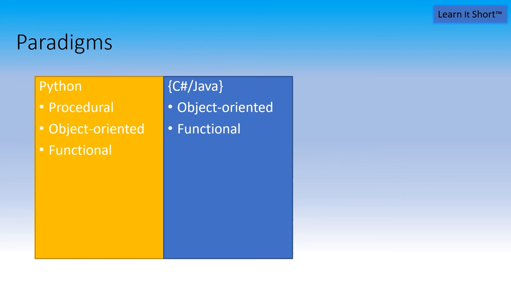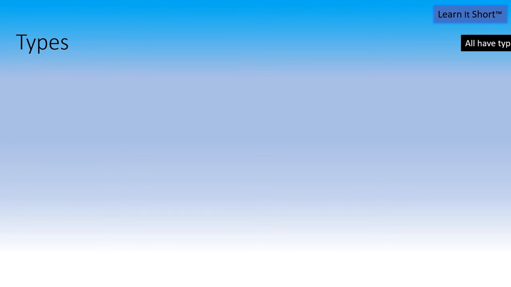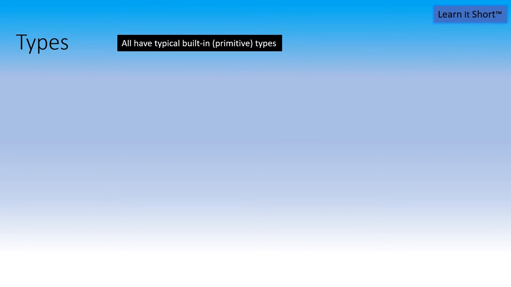As far as supported paradigms, Python is considered a multi-paradigm language like C++, supporting procedural, object-oriented, and functional programming right out of the box. C# and Java do not support procedural programming and are more focused on object-oriented and functional. In fact, they actually discourage procedural-style programming within their pure object-oriented paradigm. All three languages have sufficient built-in types and a rich library of complex types.